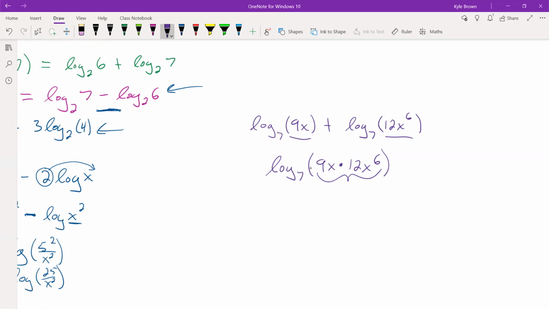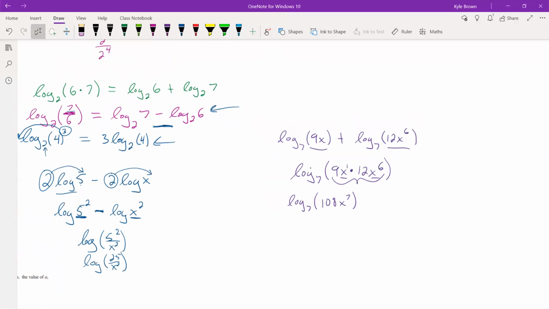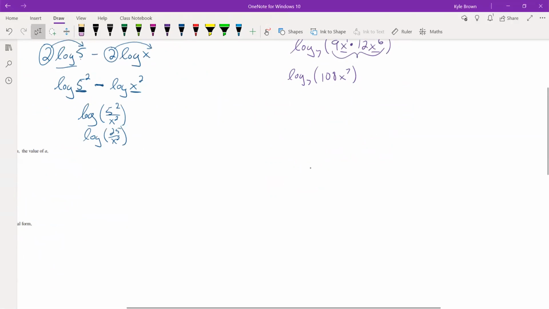Now I just need to clean this up. I need to actually multiply those guys out. So we've got log base 7 of 108, and then x times x to the 6. Remember, you would add the exponents there. That would be x to the 7. There you go. There's our combined log, or written as a single log. Okay, let's do another one.